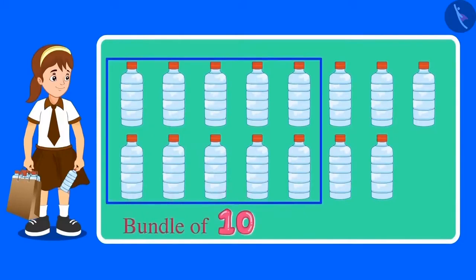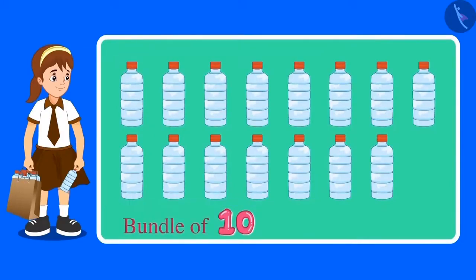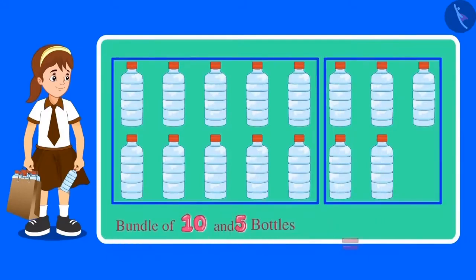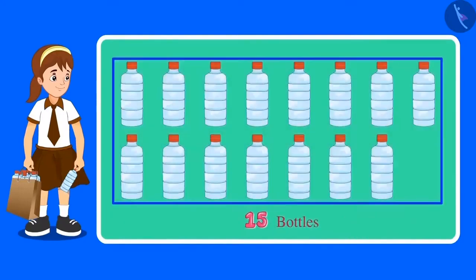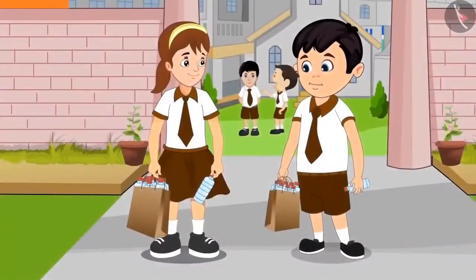These are 10 bottles. That is one bundle of 10. And there are 5 more bottles. So, a bundle of 10 and 5 are 15 bottles. This means that Aarti has collected a total of 15 bottles. Even you counted in the same way, right?